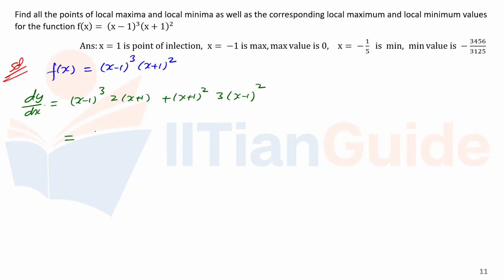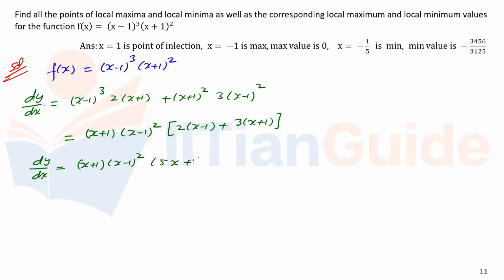So basically, I can simplify it. I am taking x plus 1 common. After that, (x minus 1) whole square is also common, that also I can take. Just a minute. After that, we are left with 2 times (x minus 1) plus 3 times (x plus 1). These are the terms left. So basically, the value of dy by dx I have got is (x plus 1) multiplied by (x minus 1) whole square, and here 2x plus 3x, that is (5x plus 1).